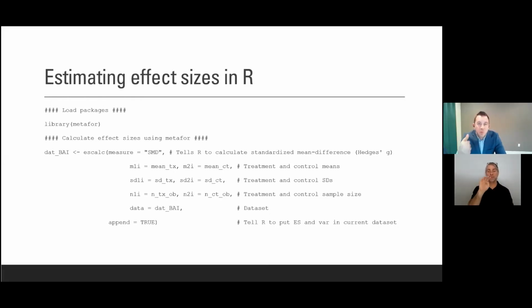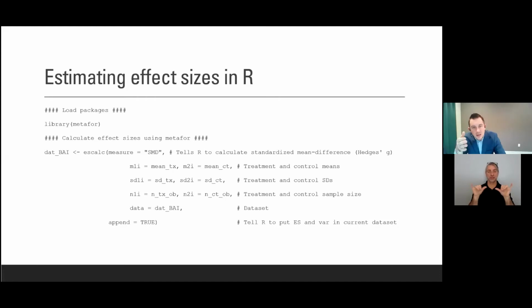So m1i equals is saying what's the column name of the mean of the first group. In the case of this example data set, the column name was mean_TX, and then m2i is where the mean of the comparison group is. The line down from that is sd1i, where the standard deviations of the two groups are. n1i is where the sample size is for the two groups.